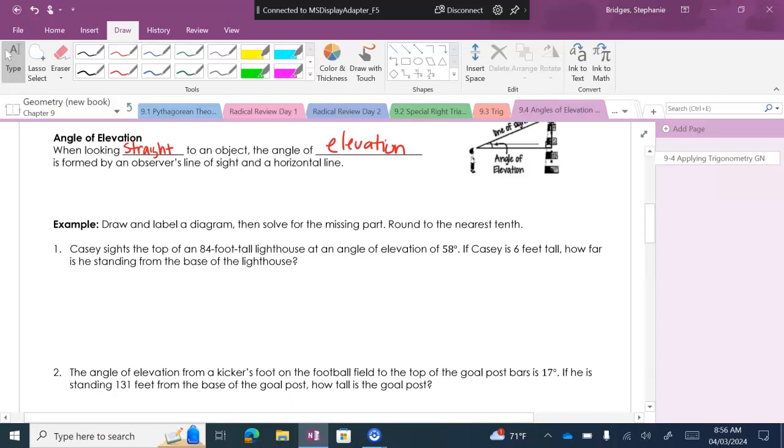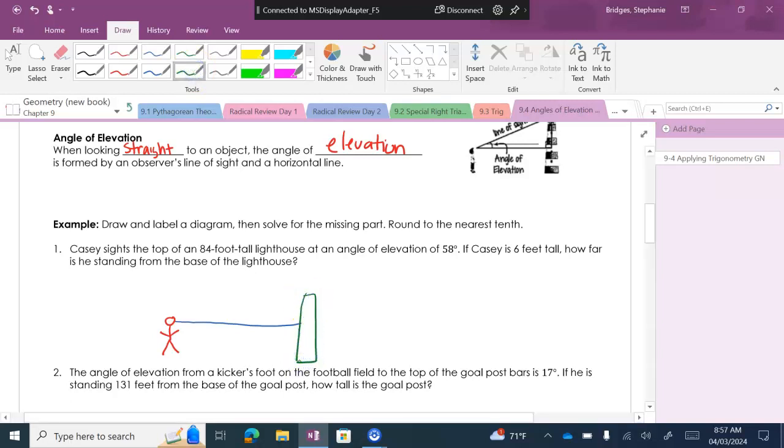When they tell you how tall somebody is, we just imagine that their eyes are at the top of their head. We're not going to think about the inches that you have between your eyes and the top of your head. So what we're going to do is just start with Casey. There's Casey. See, I'm a really good artist, right? Now Casey is looking straight ahead. That's his horizontal line of sight, or hers. I don't know if Casey is a girl or a boy. It doesn't really matter. And then you have your lighthouse over here.